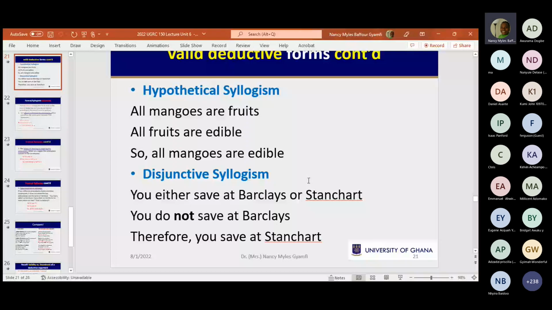The next premise then says what? Not, take note, not Barclays. Then it has to be Stanchart, or not Stanchart. Then the conclusion can be what? Barclays.